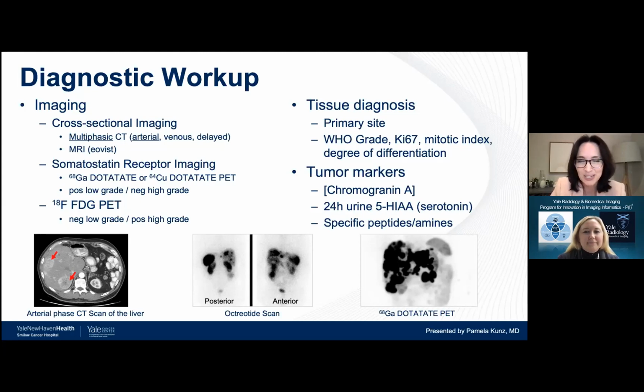Somatostatin receptor imaging is now used with gallium-68 Dotatate PET or copper-64, and this will be a little bit of a teaser. I'm going to let Dr. Aboian talk more about somatostatin receptor-based imaging.